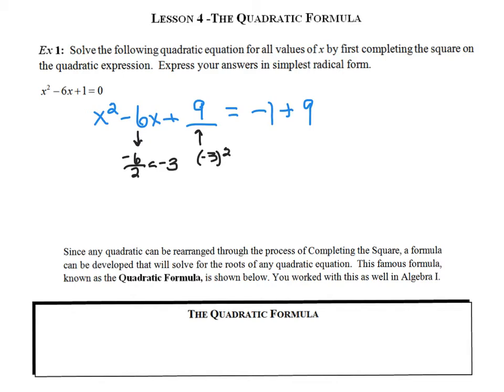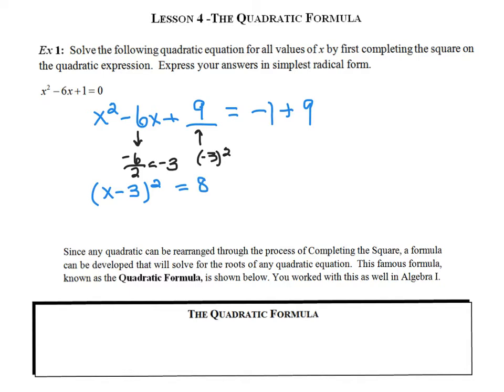So now we have on the left side x squared minus 6x plus 9. We should recognize that as x minus 3 quantity squared. Remember, when we do our factoring, we're always going to use that half number that we had in the step before, and that becomes one of the terms in my binomial. On the right side, let's go ahead and add negative 1 plus 9, and that gives me 8.